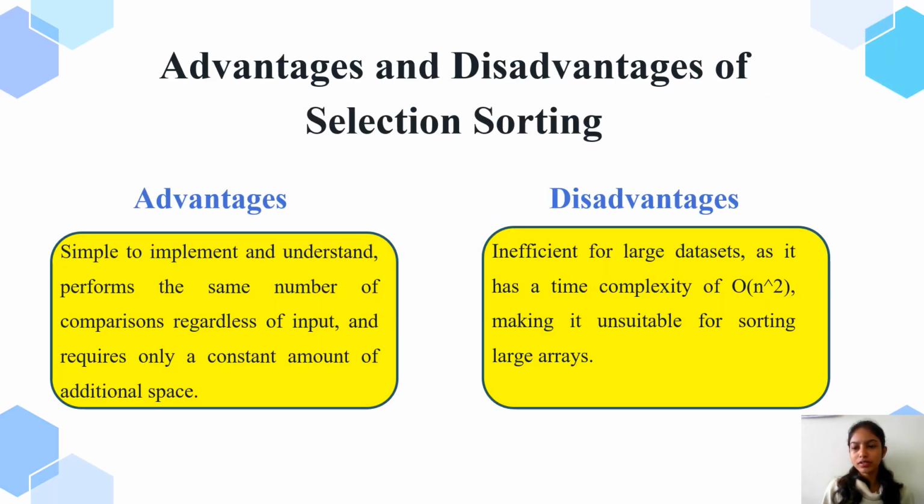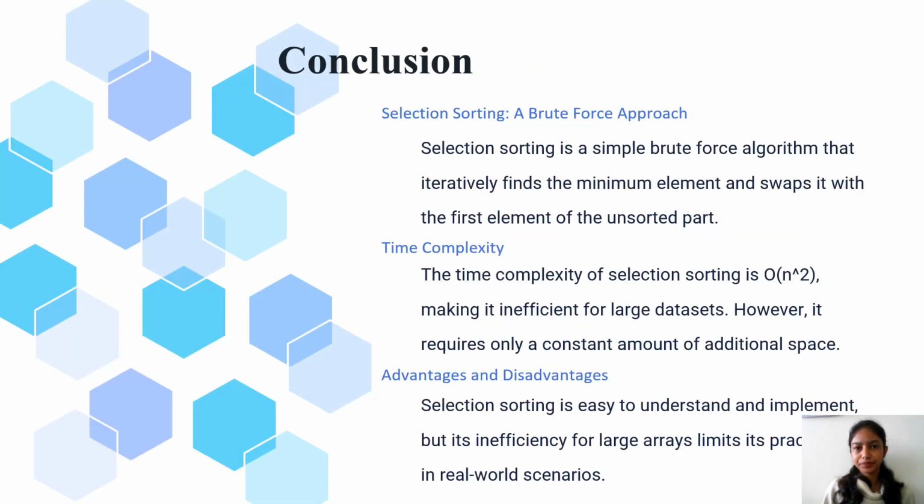Advantages and disadvantages of selection sorting. Advantages: it is simple to implement and understand, it performs the same number of comparisons regardless of input, and it requires only a constant amount of additional space. Disadvantages: it is inefficient for large datasets as it has a time complexity of O(n^2), making it unsuitable for sorting large arrays.